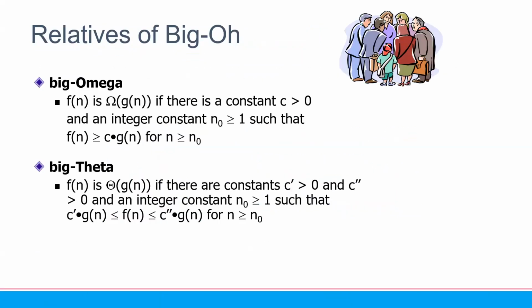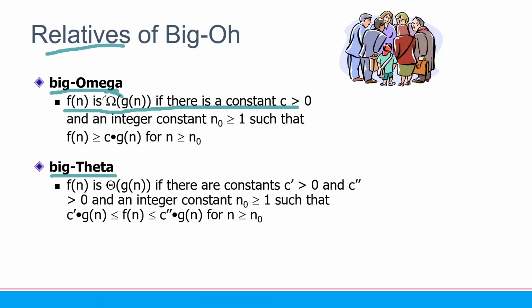In the big O notation, we have some relatives. Relatives here means the family of the big O. So there are other variants of big O. We call them big omega and big theta. In the big omega, this is the requirement.